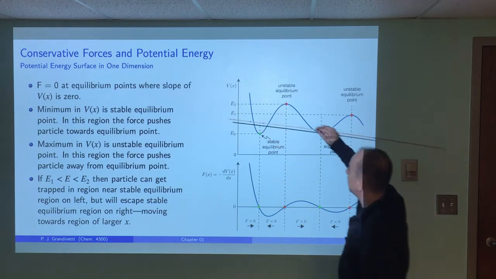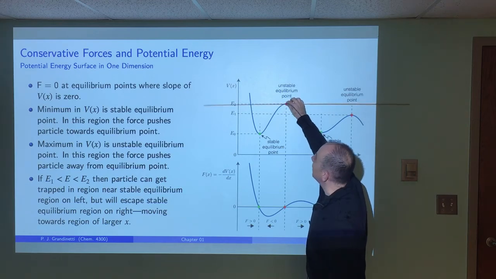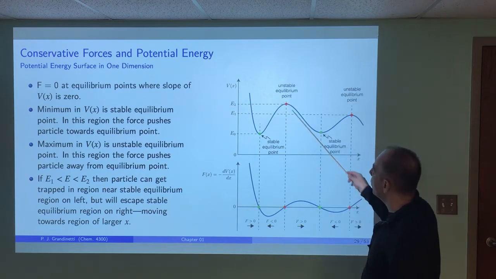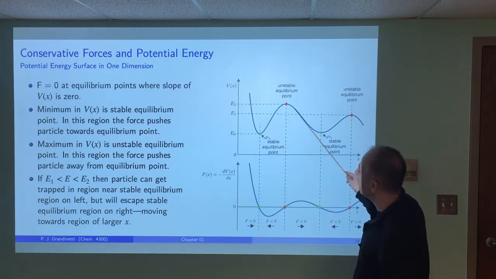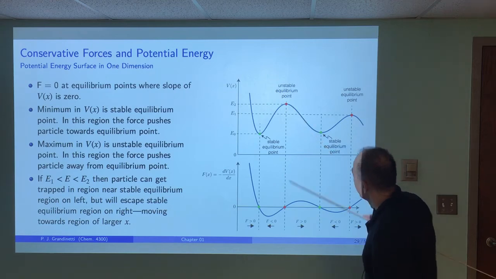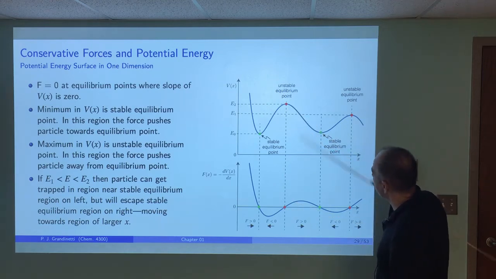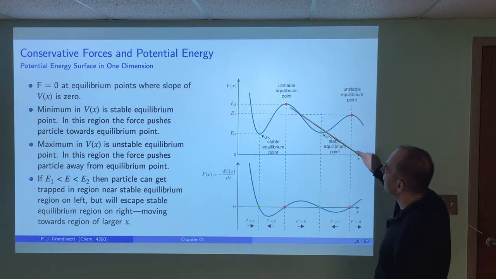Now conversely, if I'm at a maximum, like here, I still have a 0 slope, so there's no force exactly at this maximum. But if I'm on either side of this, the behavior is different. If I'm on this side, the force is positive, it's going to push me towards positive values, and you can see that we're going to move away from that equilibrium point.